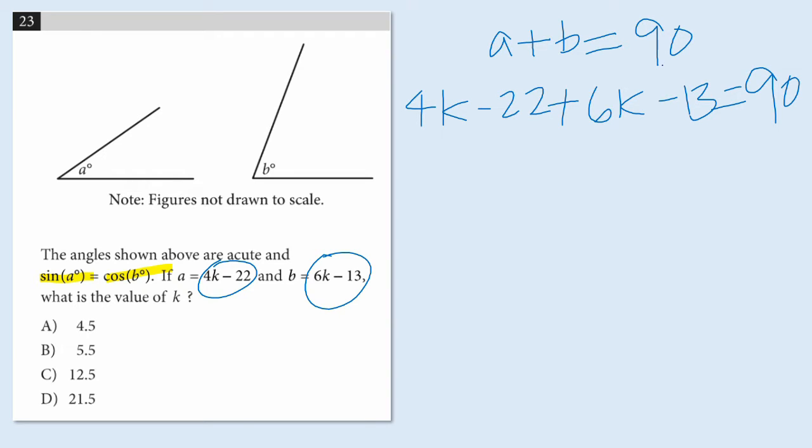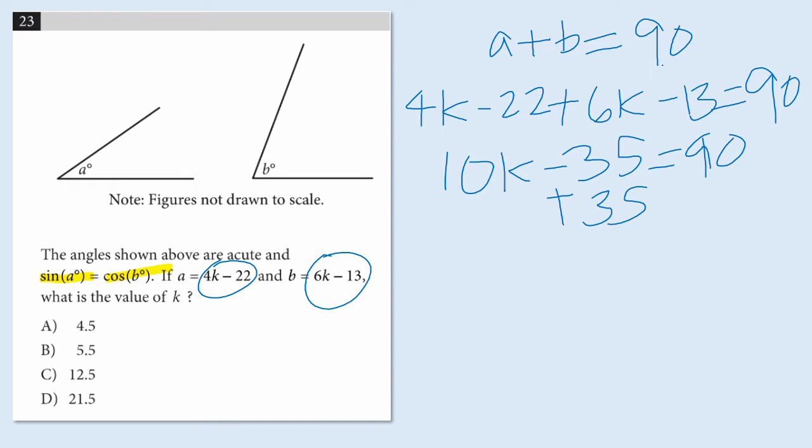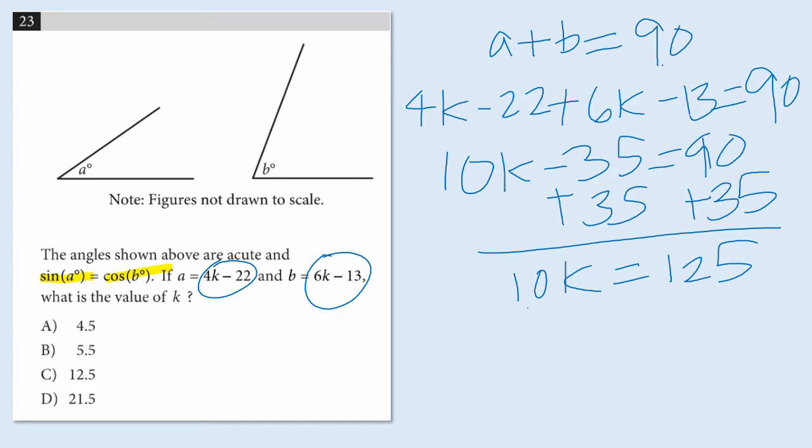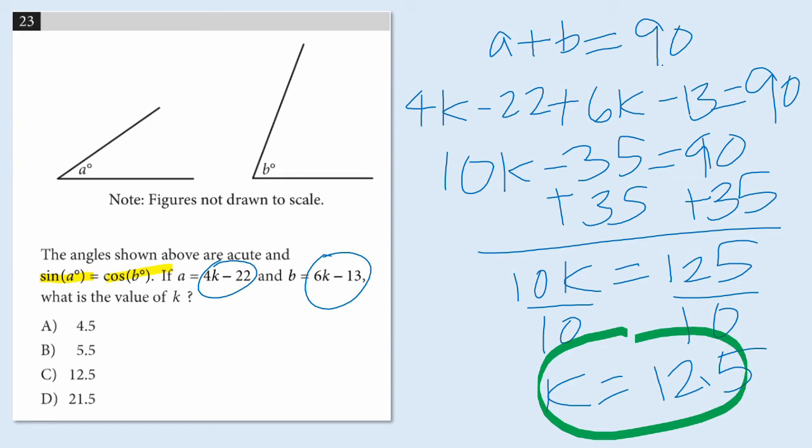So I have 10k minus 35 equals 90. I'm going to add 35 to both sides. So I have 10k on the left is equal to 125 on the right. And if I divide both sides by 10, I see that k is equal to 12.5. And what do you know? If k equals 12.5, then that means that C is the answer.